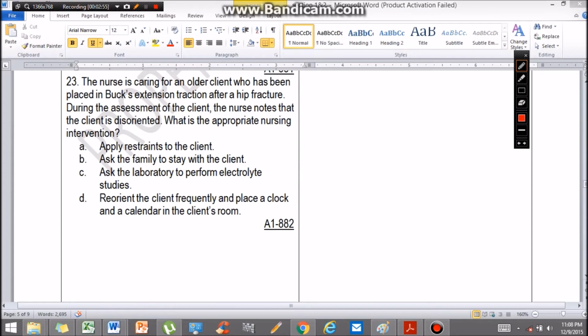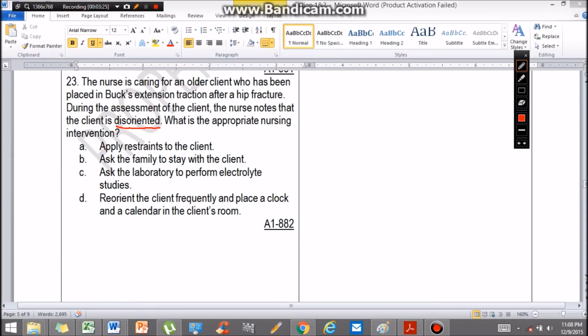number 23. Nurses caring for an older client who has been placed on Buck's extension traction after hip fracture. During the assessment of the client, the nurse notes that the client is disoriented. What is the appropriate nursing intervention? Now, to find the right answer, let us try to discuss first the assessment, which is disorientation. Now, the client is disoriented. Why do you think the client is disoriented?